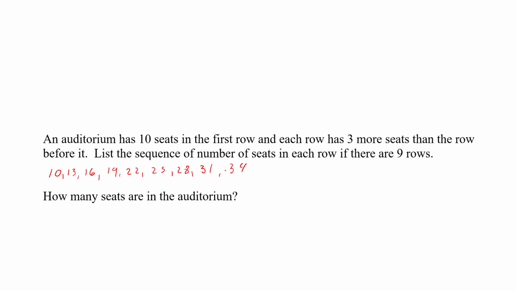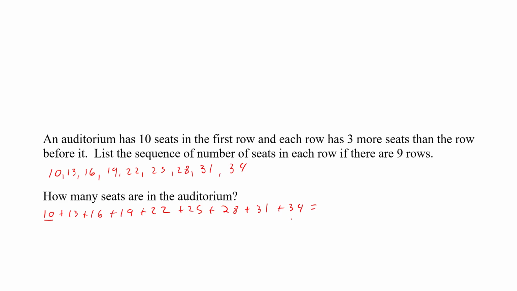Okay, well, sometimes what we're going to want to do with these numbers is add them up. And here's an example of why: in the context of this problem, adding them up gives us the total number of seats. So we would take 10 plus 13 plus 16 plus 19 plus 22 plus 25 plus 28 plus 31 plus 34. Even with a calculator, that could take a little bit.